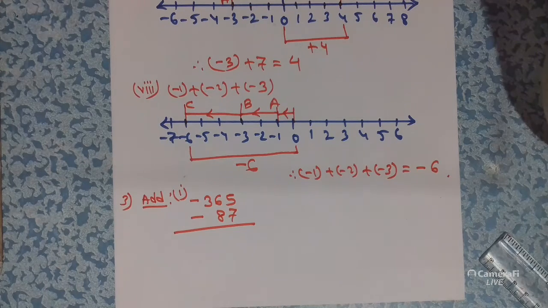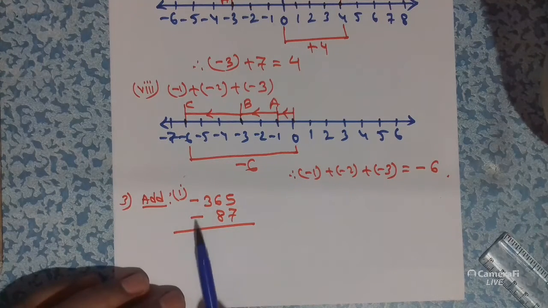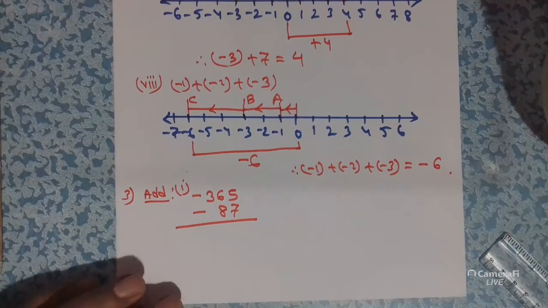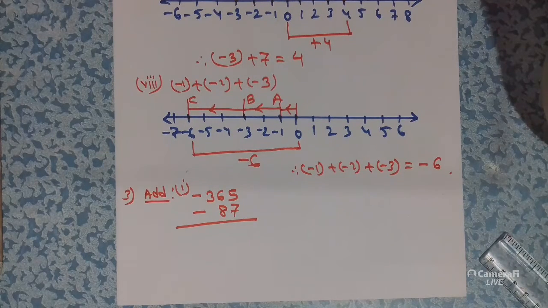Students, always remember, when you get two same signs, that means you have to add the numbers. When you have two negative integers or two positive integers, that means same sign, then you have to add the numbers. And when you get different integers, that means one is a positive integer and another one is a negative integer, then you have to subtract the numbers.